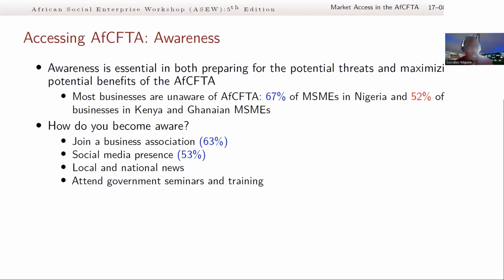I don't know whether it will be surprising to you or not, but a good number of businesses in Africa are not aware of the African Continental Free Trade Area. Yet, awareness is actually essential in both preparing for the potential threats and maximizing the potential benefits of the African Continental Free Trade Area. So before you access the market, are you really aware? For instance, 67% of MSMEs in Nigeria are actually unaware of this agreement. 52% of businesses in Kenya are unaware of the agreement, and 52% of Ghanaian MSMEs are actually unaware.